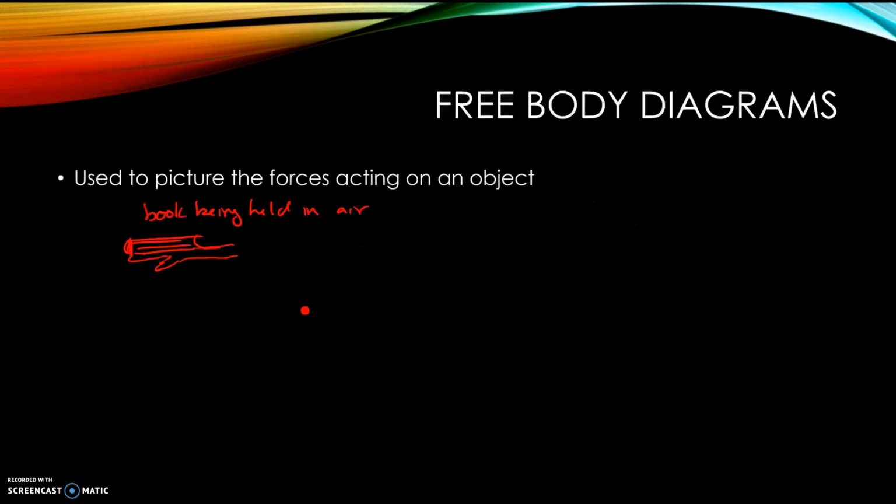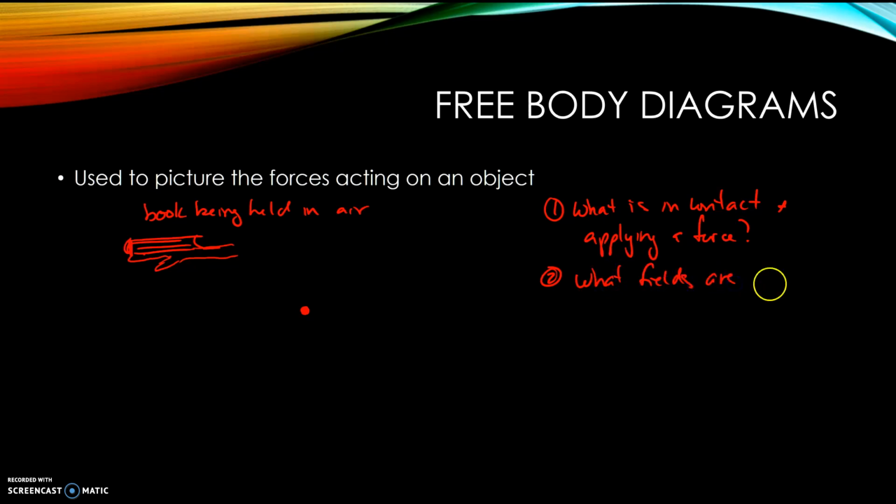So when I do a free body diagram, I ask myself two questions. Question one: what is in contact with the object and applying a force? Question two: what fields are producing forces? These are the two questions that you should always ask when you are thinking about a free body diagram.